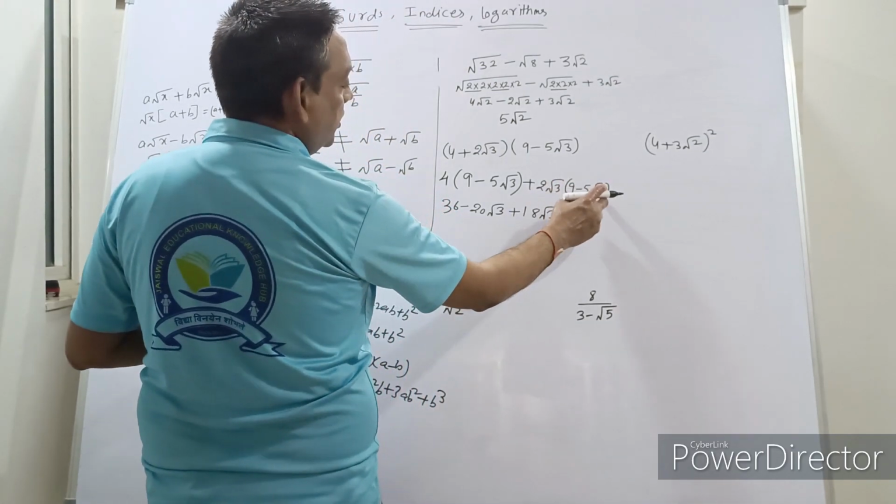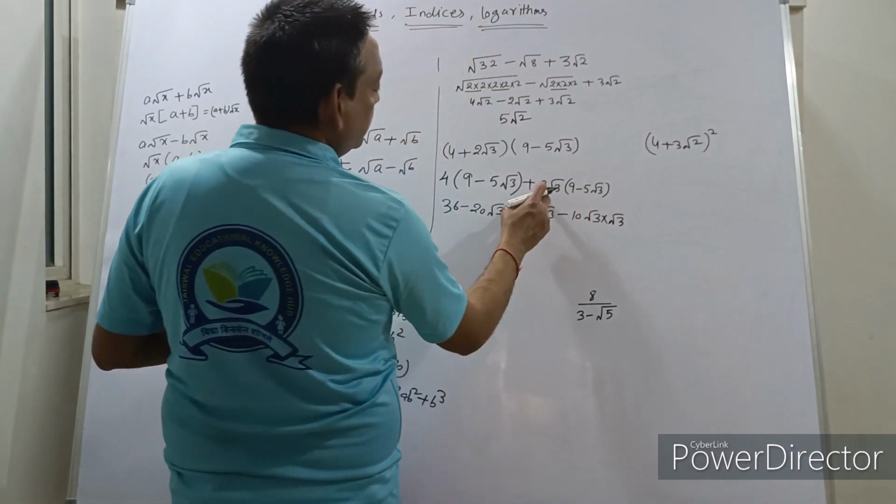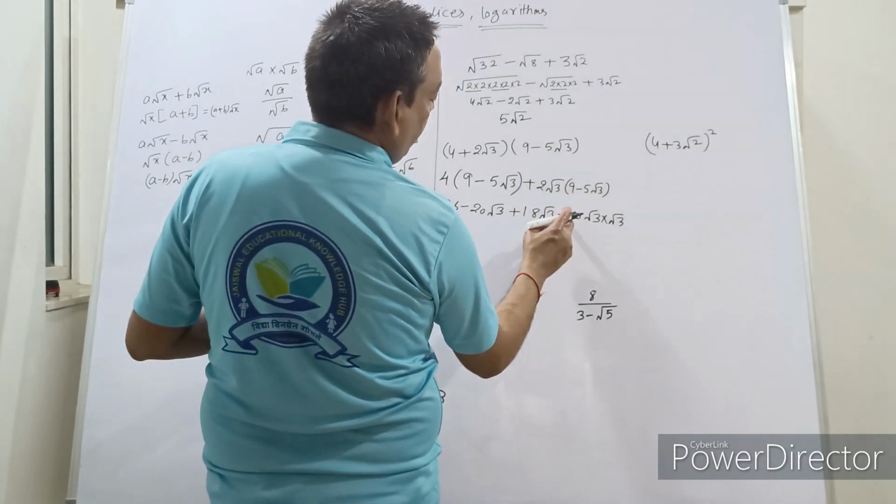Now what is root 3 into root 3? So that will be, 2 times we have to multiply, because we have 2 root 3 into minus 5 root 3. So 2 into minus 5 becomes minus 10.